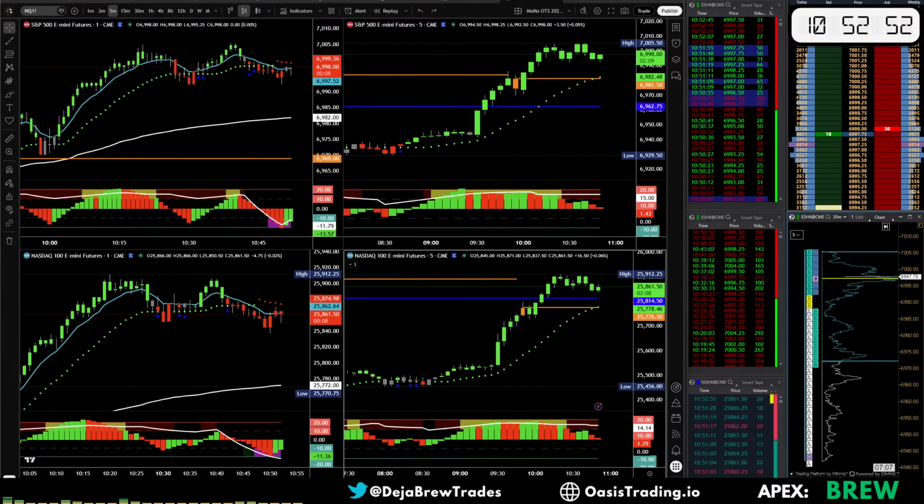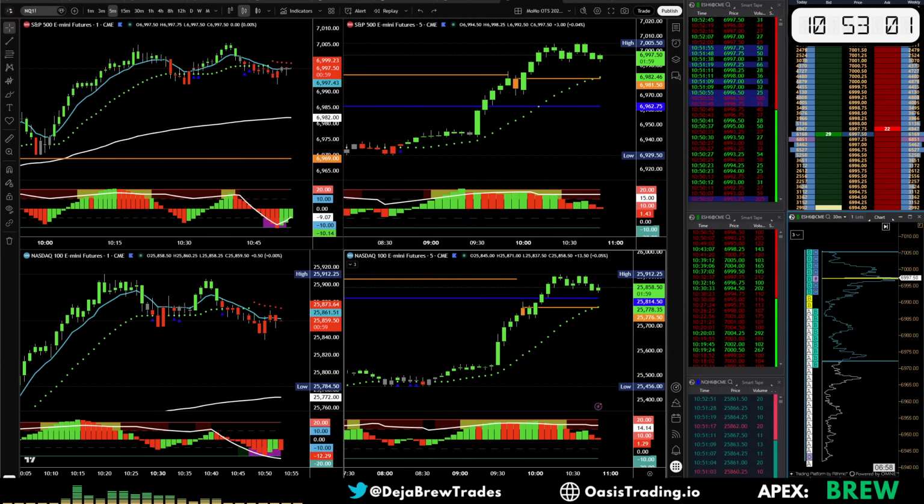Buyer's doing a good job protecting that rotation. They're holding onto that POC node. Really struggling to hold below 5-minute lows.